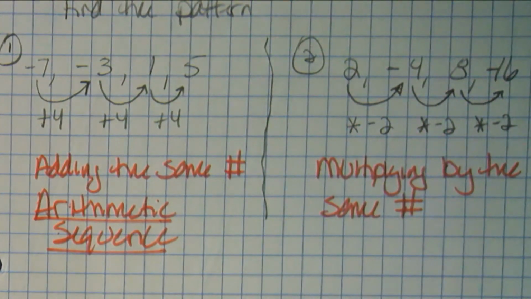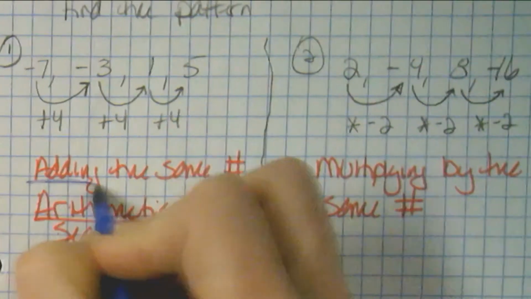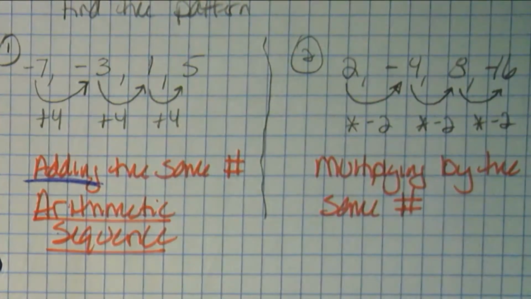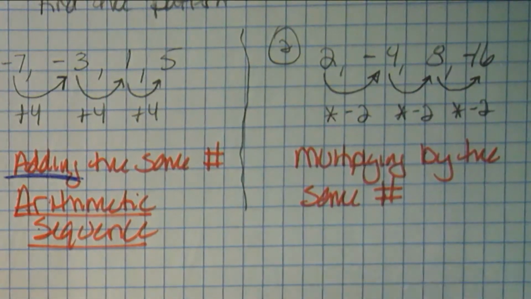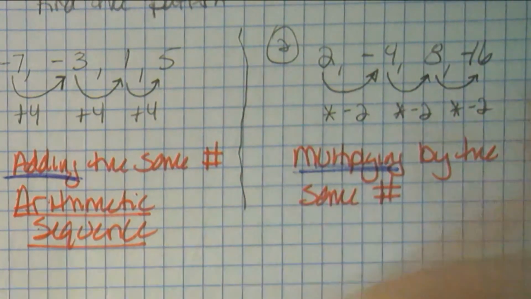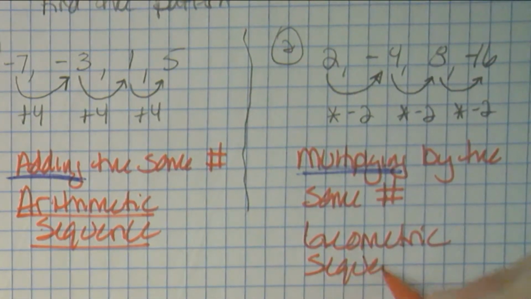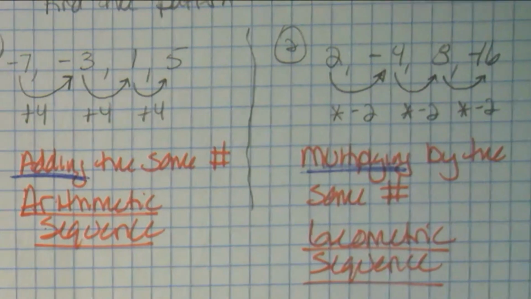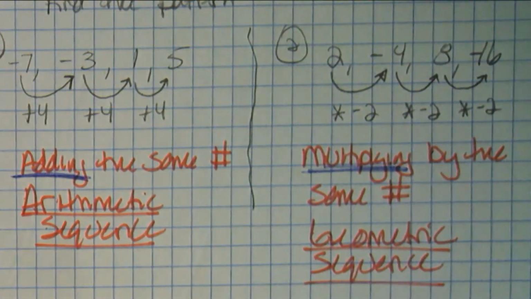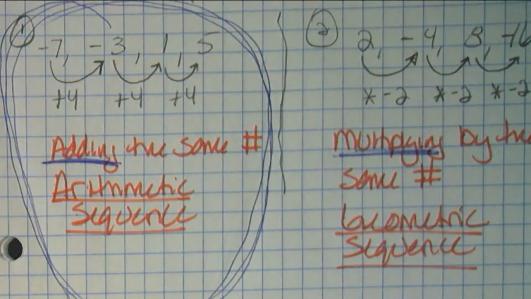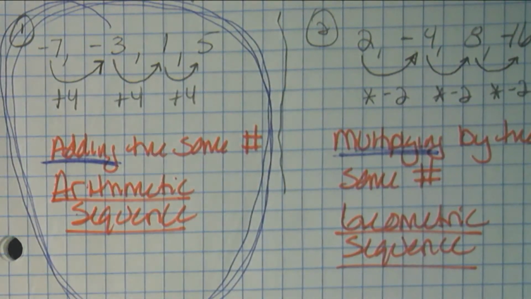You're all taking notes on this, please. An arithmetic sequence is when we are adding the same number. Now that number can be negative, but we are adding the same number. All right, when we are multiplying by the same number, this is called a geometric sequence. We are focusing on the arithmetic sequence today. In the future, you will talk about the geometric sequence.